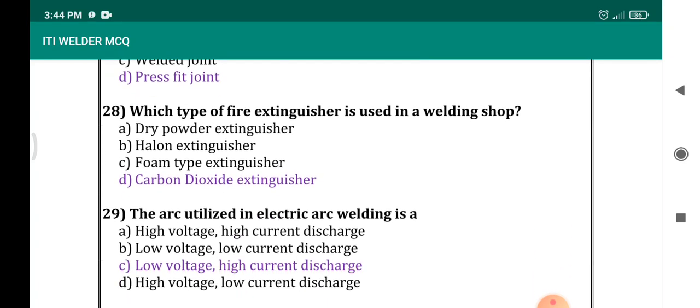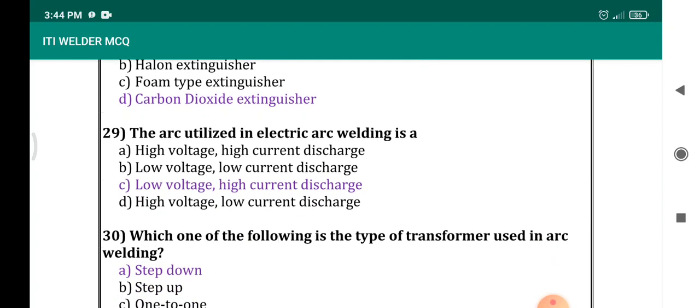Which type of fire extinguisher is used in a welding shop? Mainly there are 4 different types of fire, A, B, C, D, and we will be using a carbon dioxide type fire extinguisher in a welding shop. Next, the arc utilized in electric arc welding: normally you step down the voltage and increase the current for a welding operation. So a low voltage, high current discharge is used for welding.